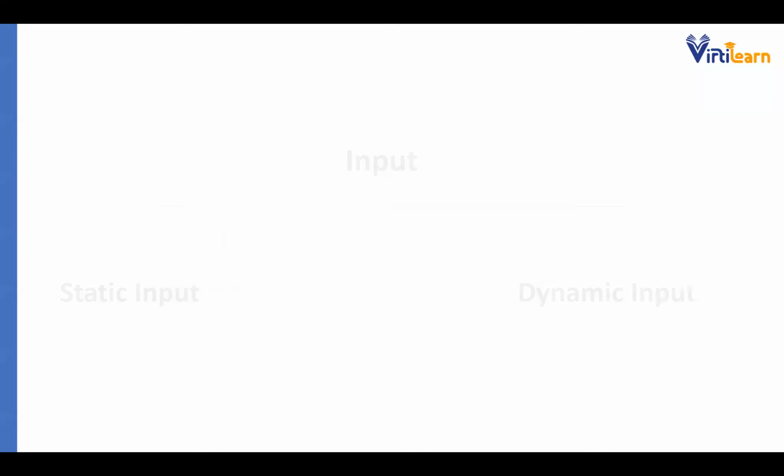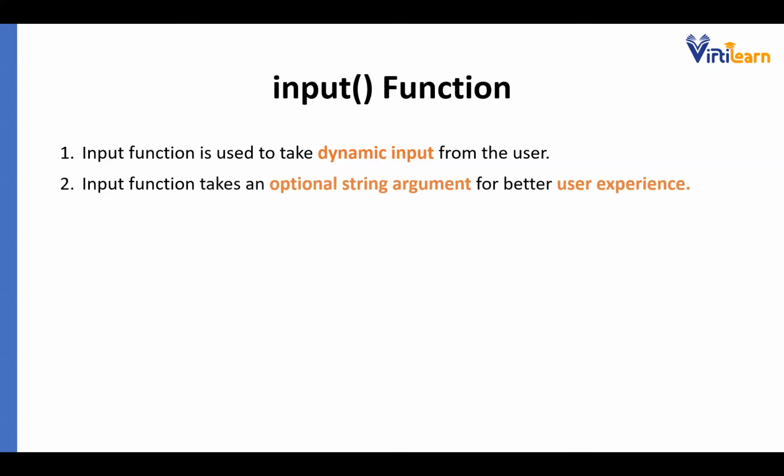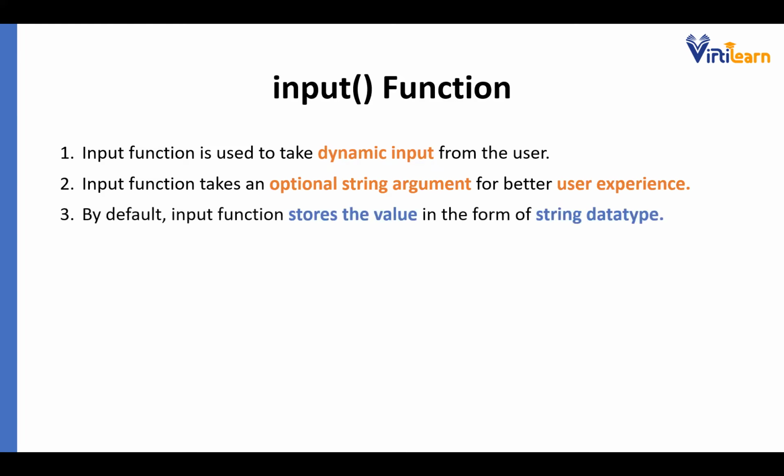Done. So we have seen static input, dynamic input. Static we have seen. Now let's talk about dynamic input. What is the function? We used to take dynamic input from the user. The input function is used to take dynamic input from the user. Second, the input function can also have an optional argument. Why? For better user experience. If I have an argument which tells me what type of input I need to enter during execution, that will make my work easy. So that's an optional argument.